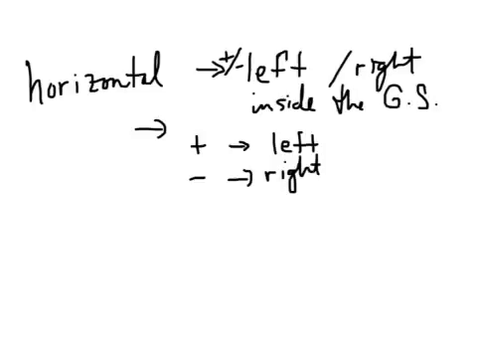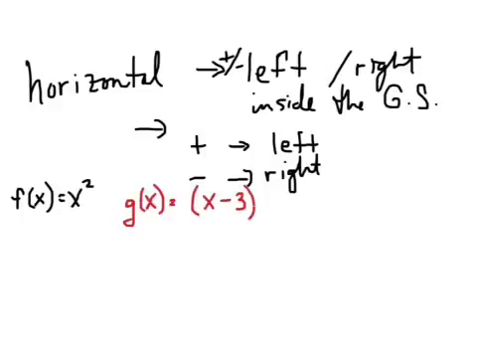So if I use the same parent, f of x equals x squared, and then if I give you g of x equals (x minus 3) squared, notice how now there's a parentheses. Now there's a grouping symbol. That's what I mean by inside the grouping symbol. Now there is physically a grouping symbol in the problem. If there is not, then it does not have one if there's not physically one listed.